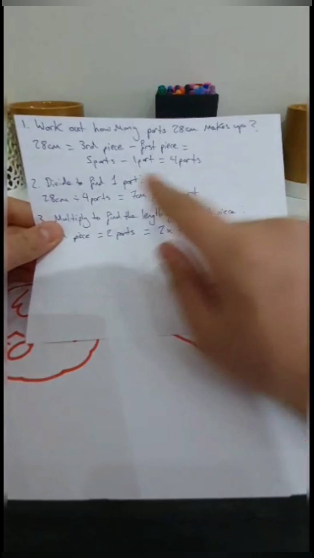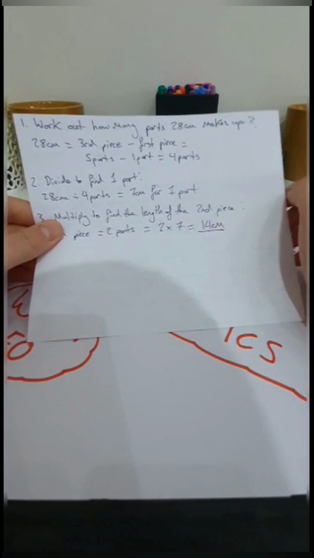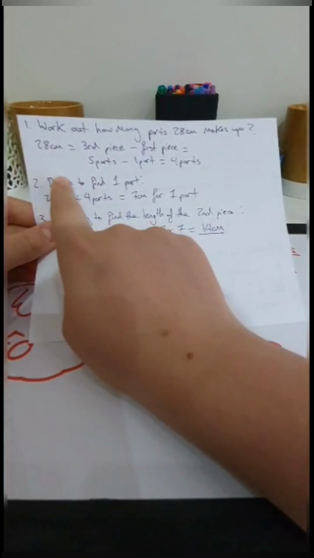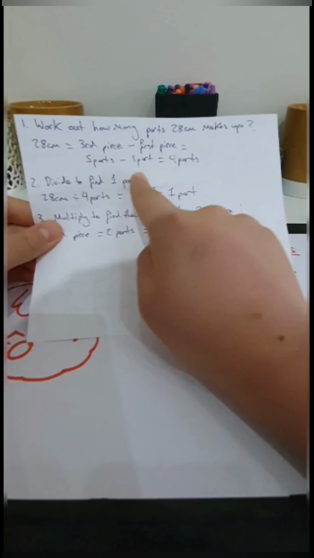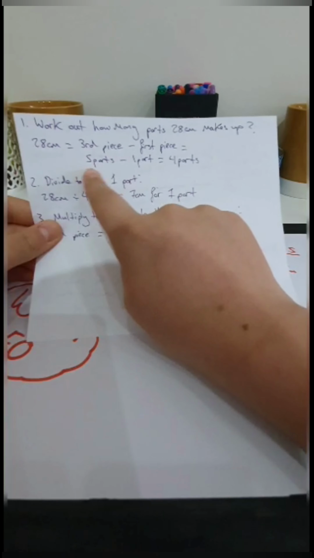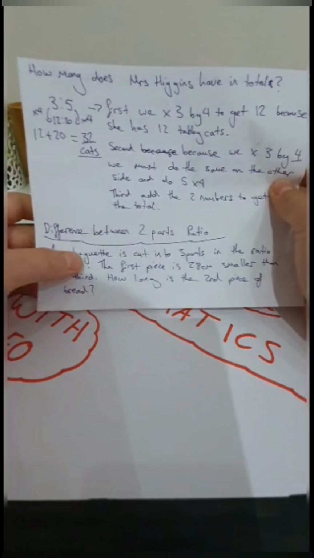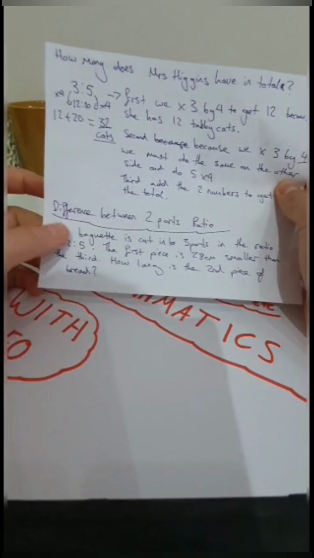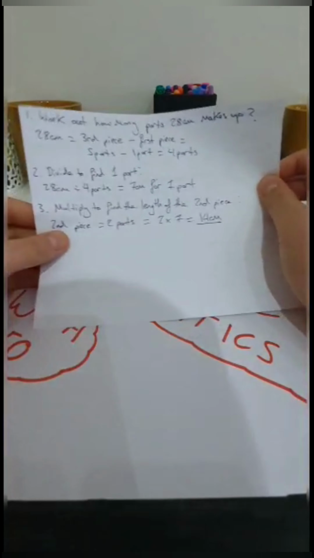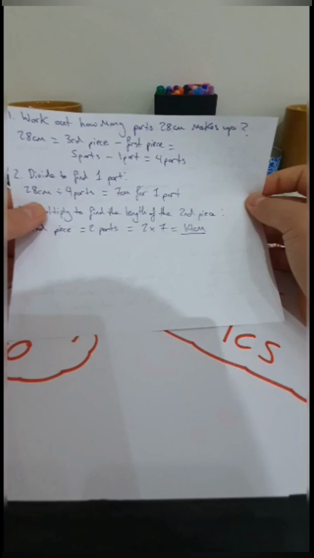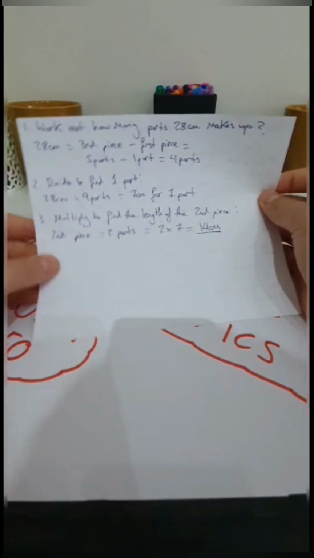So this is the first one. How many parts does 28 centimeters make up? So 28 centimeters equals the third piece minus the first piece, which equals 5 parts minus 1 part, which equals 4 parts. Like we said over here, first part and the third part. So we have to do third part minus first part, which equals 4 parts. Okay, after we've done that, we have to divide to find 1 part.